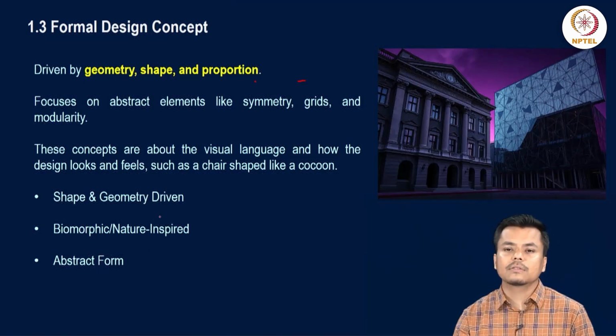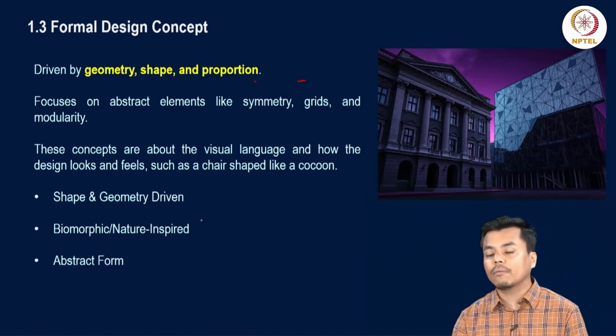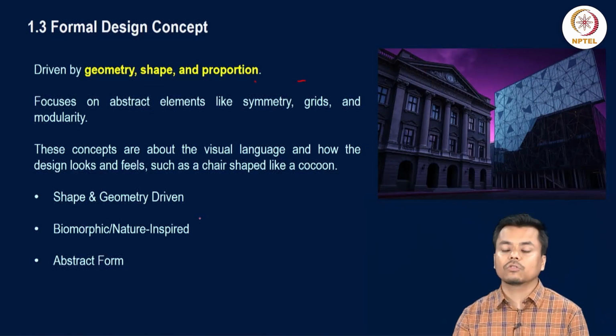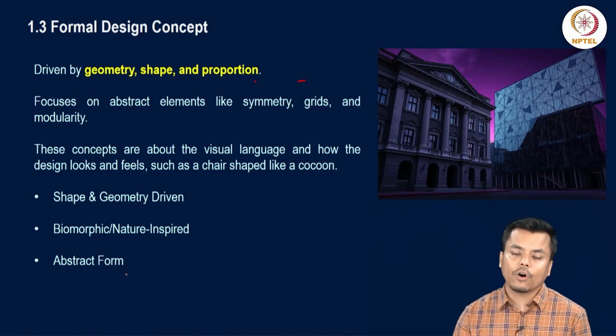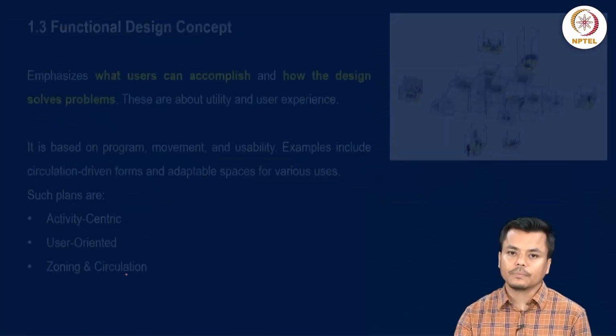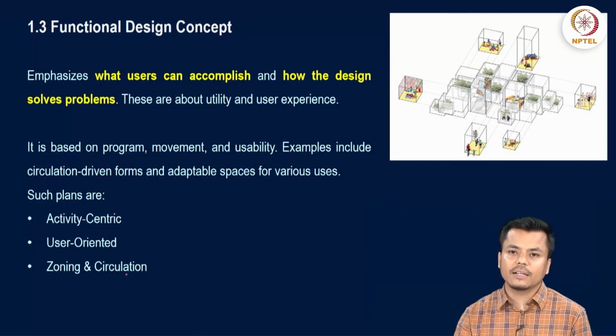It includes features like shape and geometry driven ideas, or biomorphic, nature inspired ideas, or the abstract form that you have selected. It is mostly related to the form of the building, its appearance and aesthetics. These ideas are called formal design concept. Then next is functional design concept.